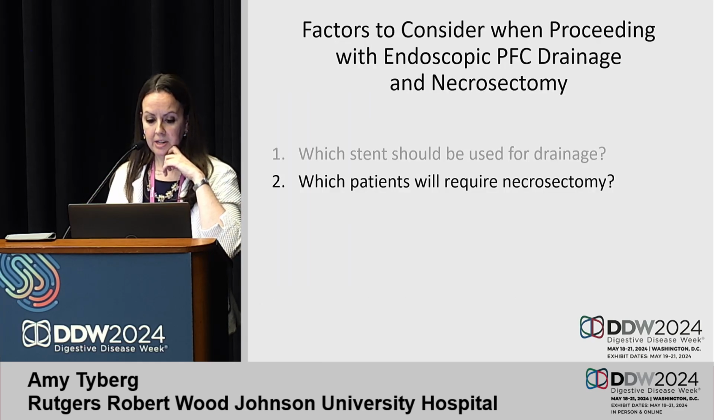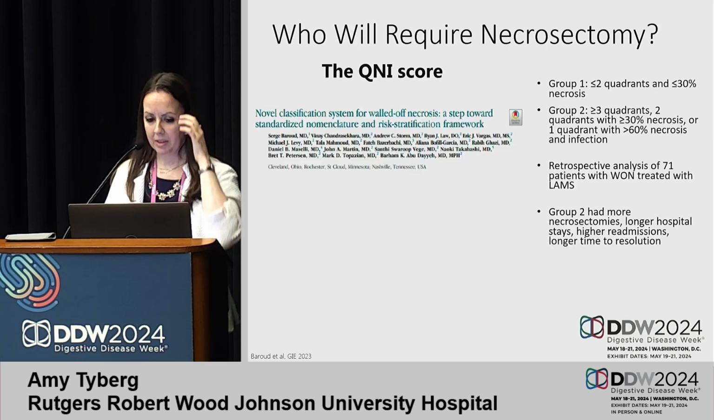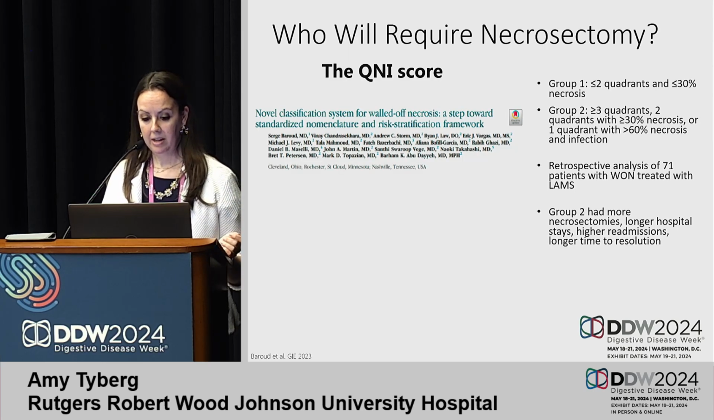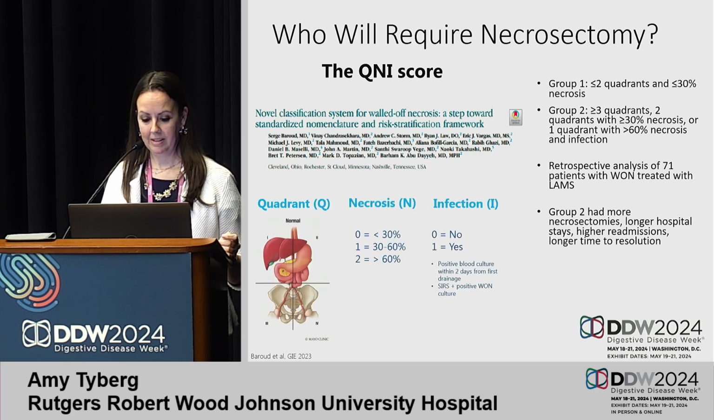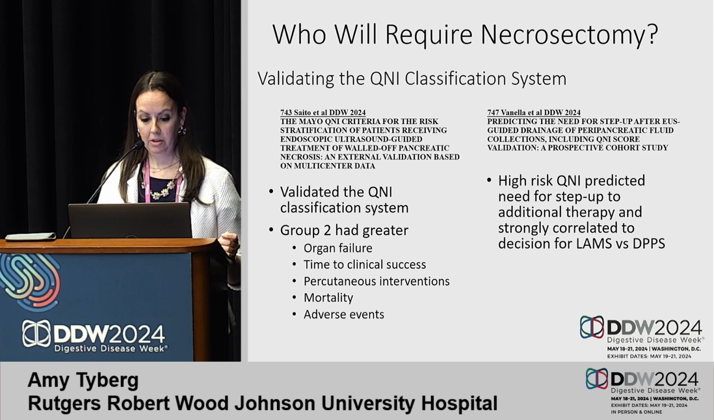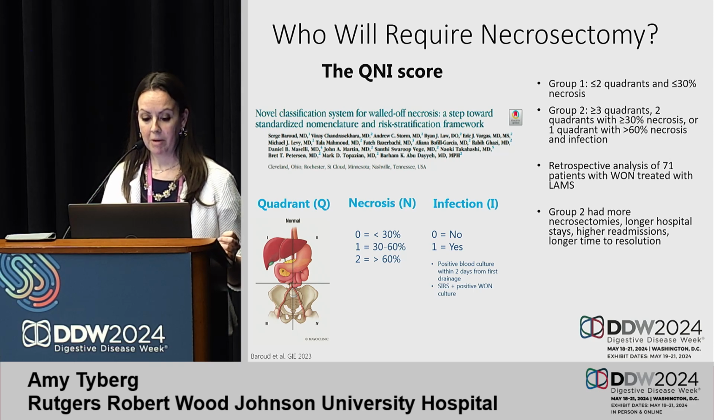Other factors to consider are which patients will require necrosectomy. There is now a novel classification system, called the Q&I score, which has come out of the group at Mayo that tries to risk stratify patients into lower risk or higher risk, depending on the number of quadrants that the pancreatic necrosis involved, the amount of necrosis that's there, and whether or not there's infection.